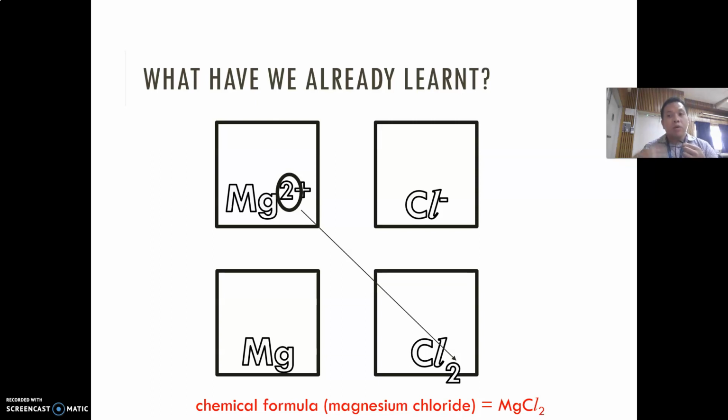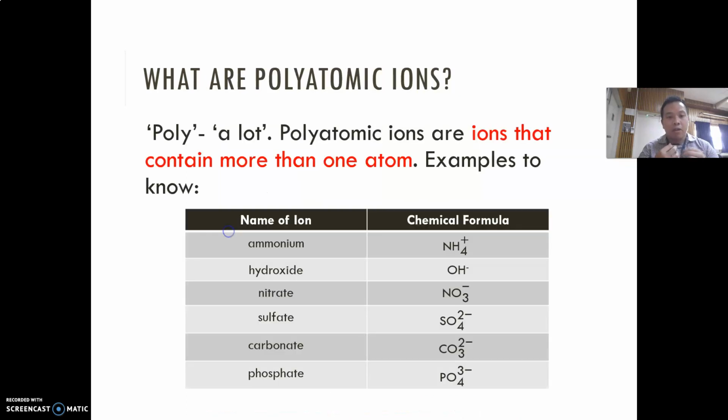Okay, so we're going to use this method and take it a bit further to see how we can write chemical formulas involving polyatomic ions. But before that, what is a polyatomic ion? The examples are here. They're also in your ion list. For example, the ammonium ion is NH4+.